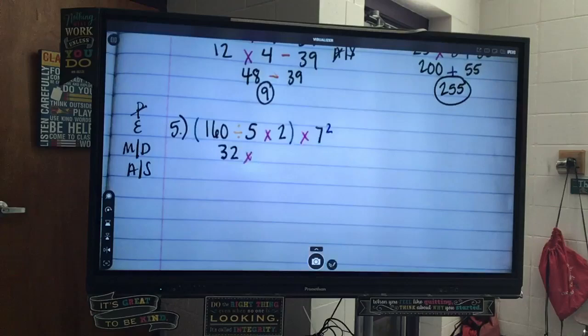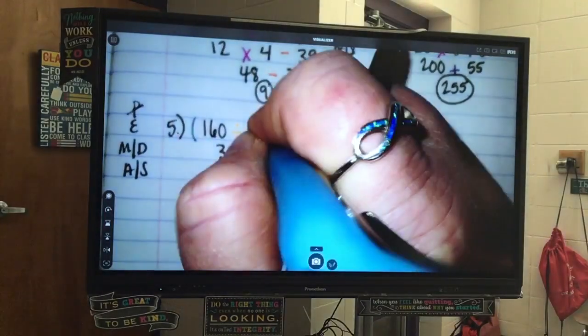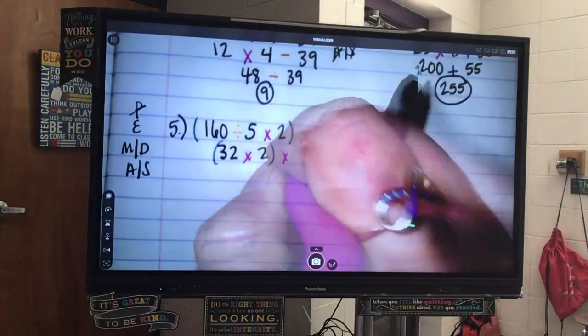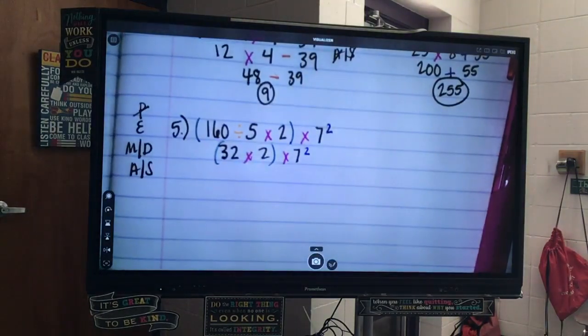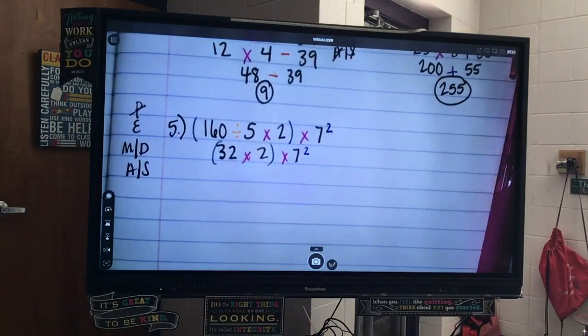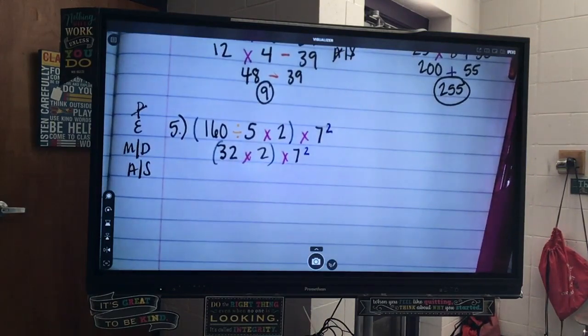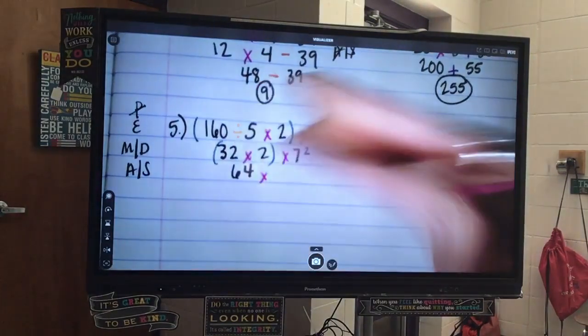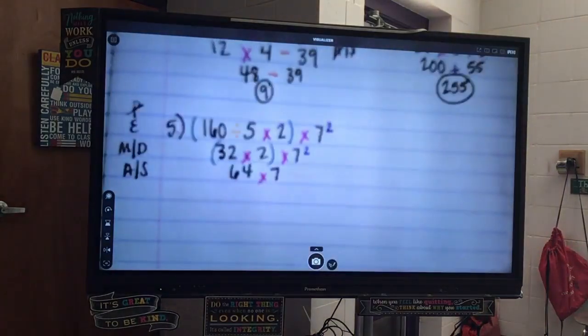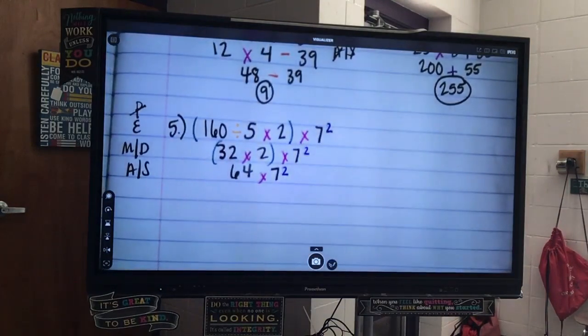So 32 times 2 times 7 squared. Okay, so have we gotten rid of our parentheses by doing 160 divided by 5? No, so now we have to multiply 32 times 2. What do you get when you do 32 times 2? Camden? 64. Alright. Times 7 squared. Are we done with parentheses now? Yes, we are.